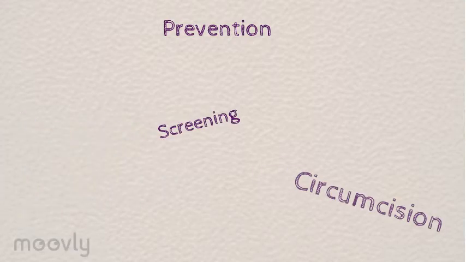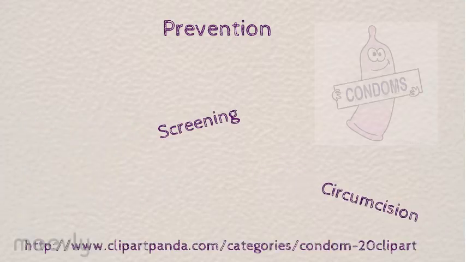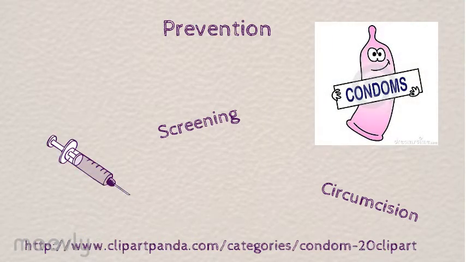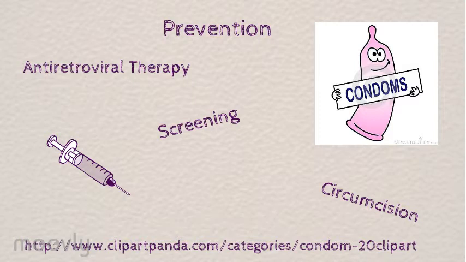How can I protect myself from HIV? Well, many methods include HIV screening, male circumcision, correct and consistent condom use, clean needle use, as well as antiretroviral therapy to prevent initial and mother-to-child transmission.